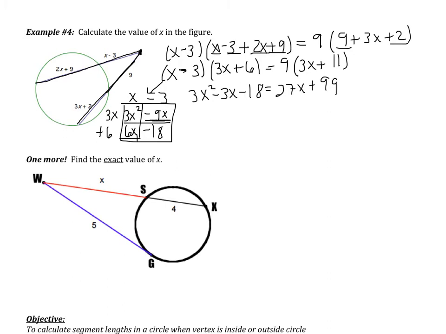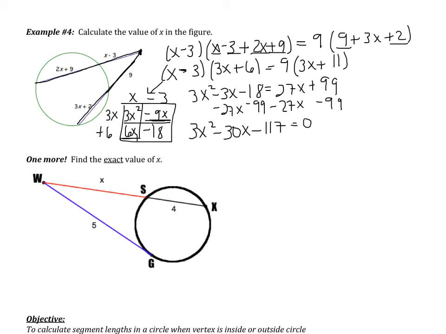Okay, I'm going to move everything over to one side. So that means subtracting 27x, subtracting 99. So I have 3x squared minus 30x minus 117 equals 0.